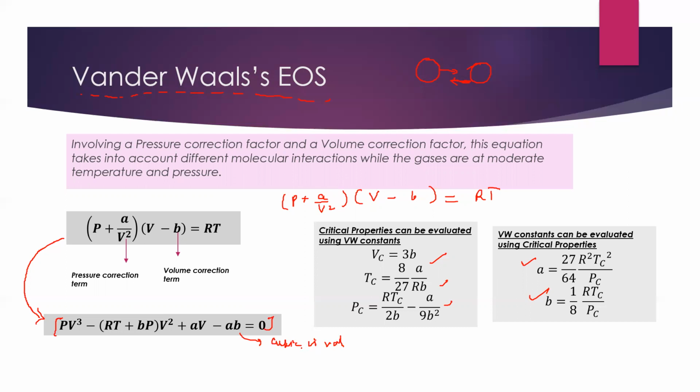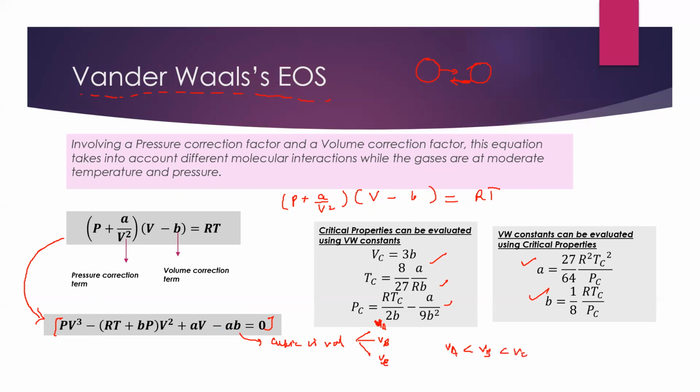Since this is a cubic equation in volume, when we solve it, we'll get three different roots. Let's not call them V1, V2, V3. Let's call them VA, VB, and VC, such that VA is less than VB is less than VC.